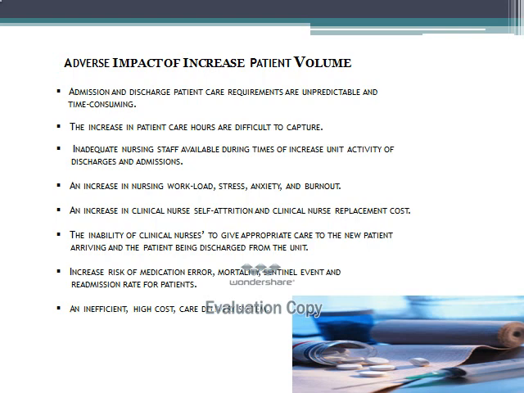Nurses looking for other places to work because of the stress and anxiety and the burnout will place a higher cost on the hospital or the organization for nursing replacement.